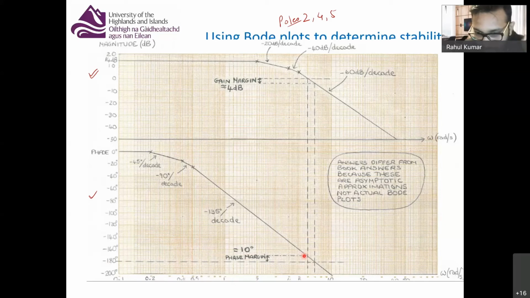Now we start from the phase plot at minus 180 degrees, it is here, and we go up to the magnitude plot. So we go here and we measure the difference from the 0 dB line, right? So the 0 dB line is this, and the phase plot is cutting here. So we measure this difference, and this is called your gain margin, which comes out to be 4 dB in my case. Okay.